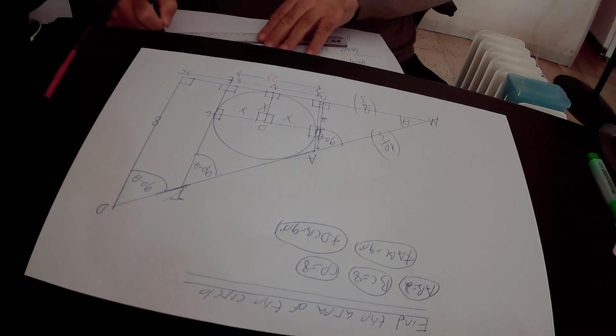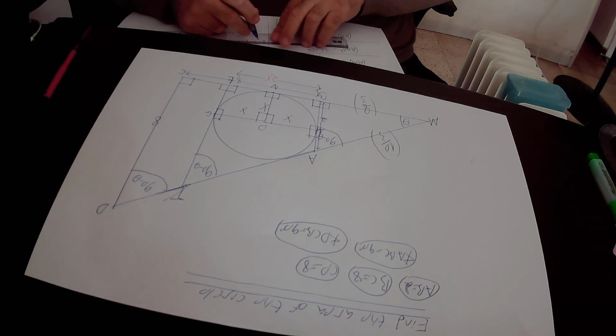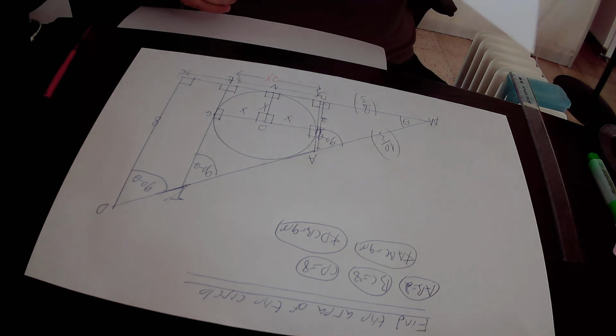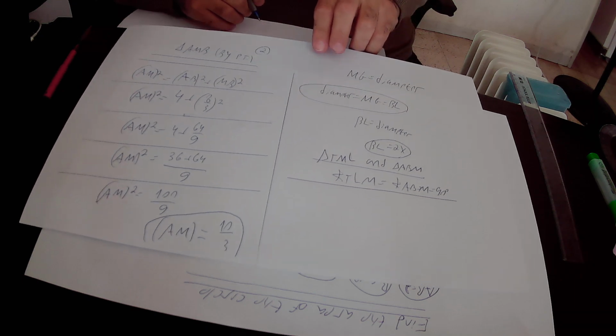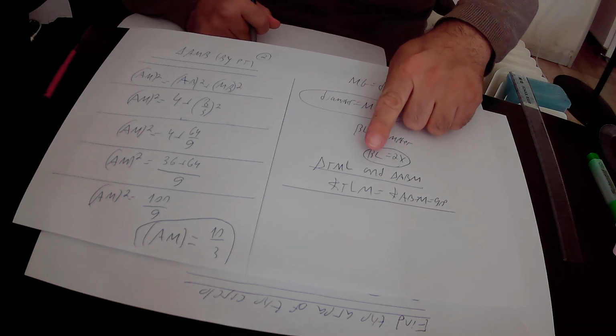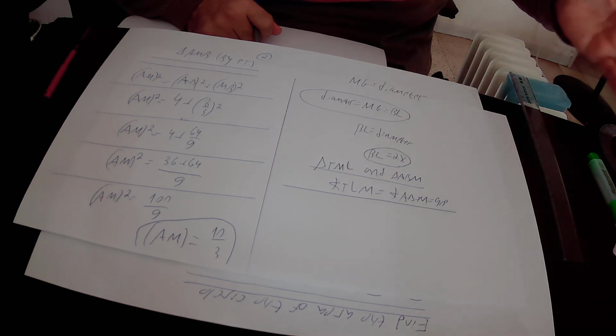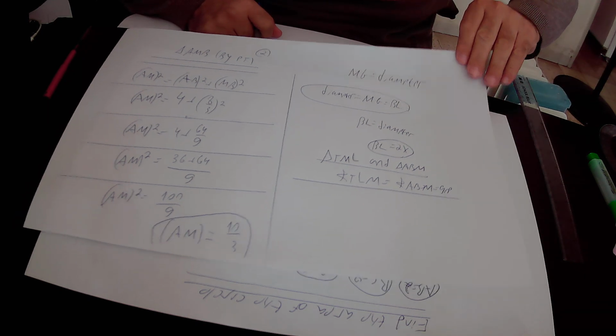Repeat again. Angle TLM in the big triangle equals angle ABM in the small triangle. They are both equal to 90 degrees, therefore they are equal to each other.